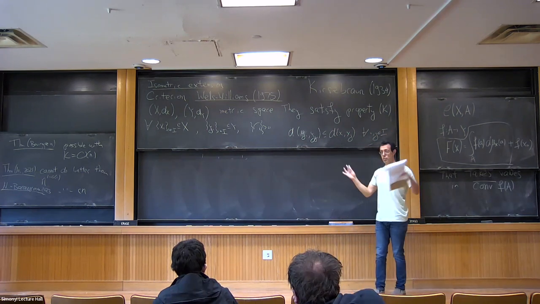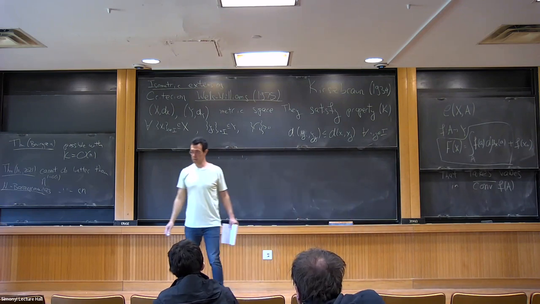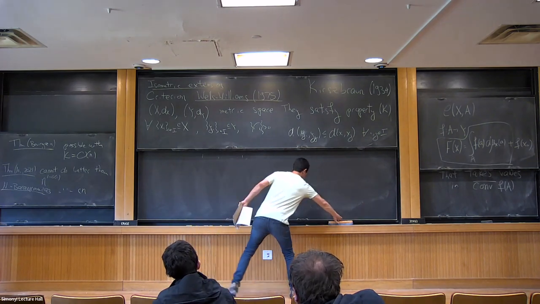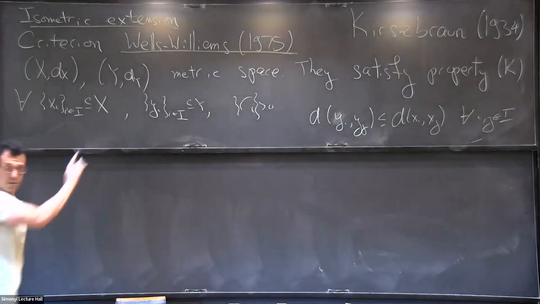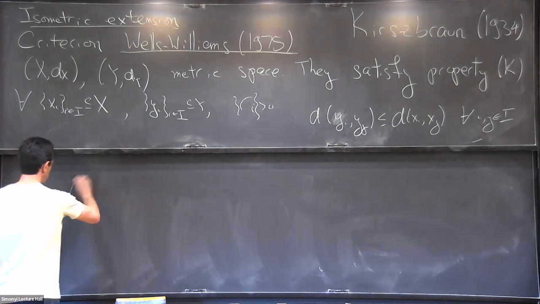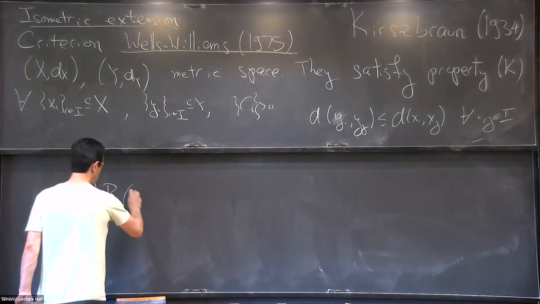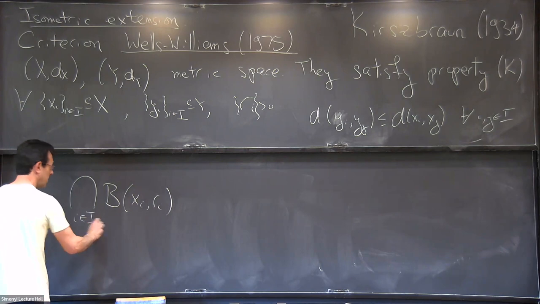The y's are just a pushed-closer-together version of the x's. Then the pair has property k. Whenever this happens, if you look at the balls, they're always closed balls. So the balls around xi of radius ri, if all of them intersect, there's a point common to all of them.